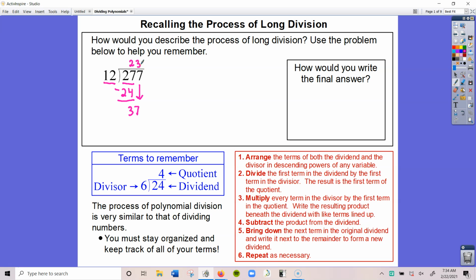And then we multiply again. 3 times 12 is 36. Subtract once more, and we get 1. Since there's nothing left to bring down, this is your remainder.